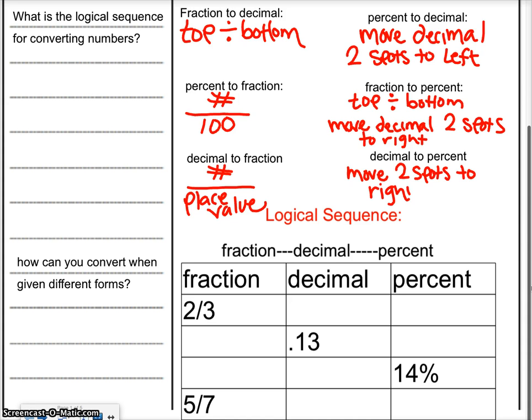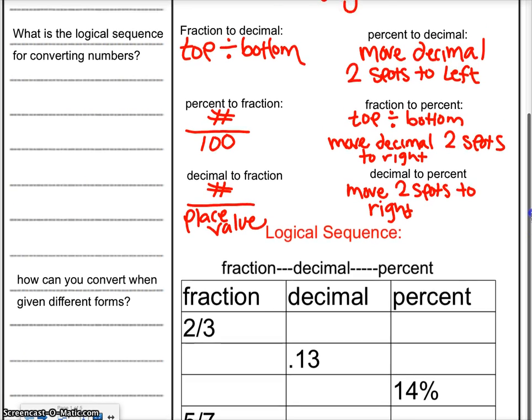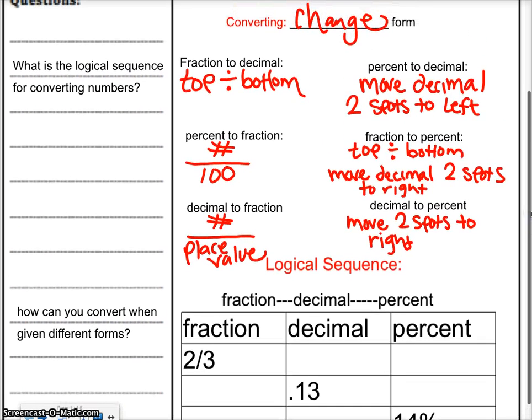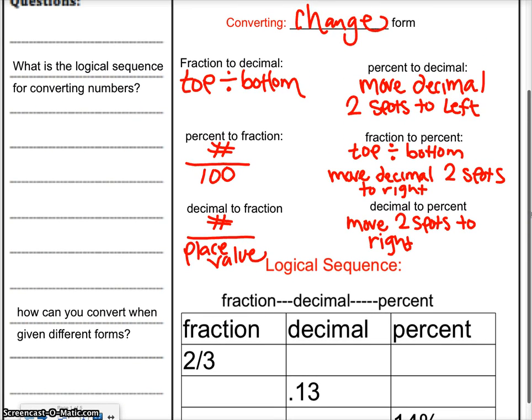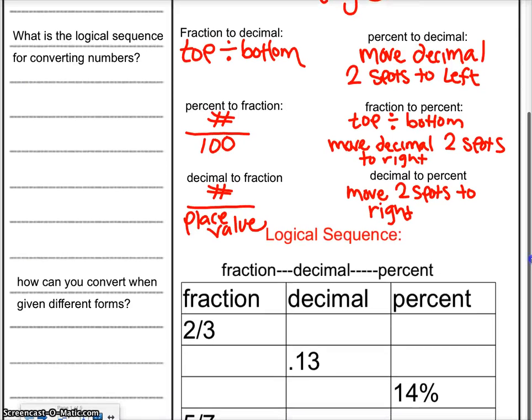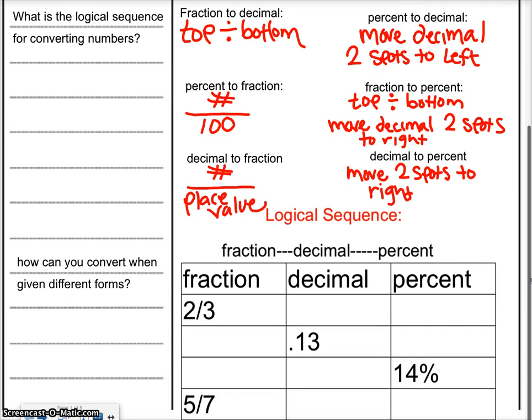Now, I just wanted to give you all the different conversions that can happen and how you do it. So I would save these notes for sure so you can reference them on your homework the next couple days. So our logical sequence, what I typically do, I go from a fraction, and then I turn the fraction to a decimal, top divided by bottom, and then I go from decimal to percent, just moving the decimal over.